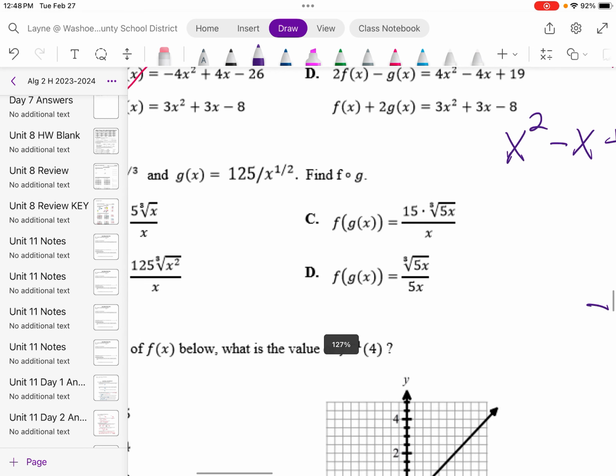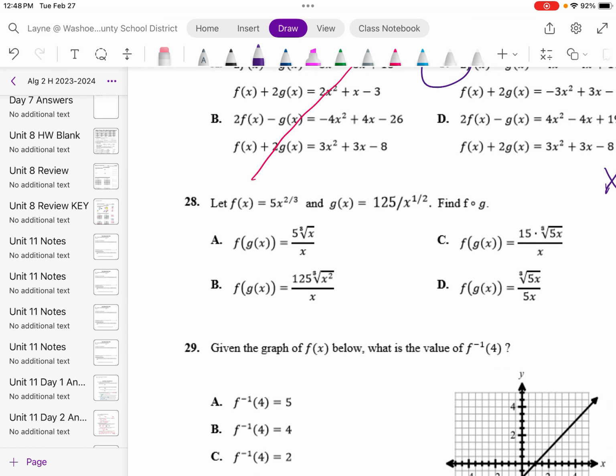Number 28 says let f of x equal that function and g of x equal the other function, and then find f of g. This notation does not mean multiply f times g. It means f of g of x. What this means is you're plugging g into f. This notation means the exact same thing as what I just wrote. So that's what we're doing, plugging g into f.